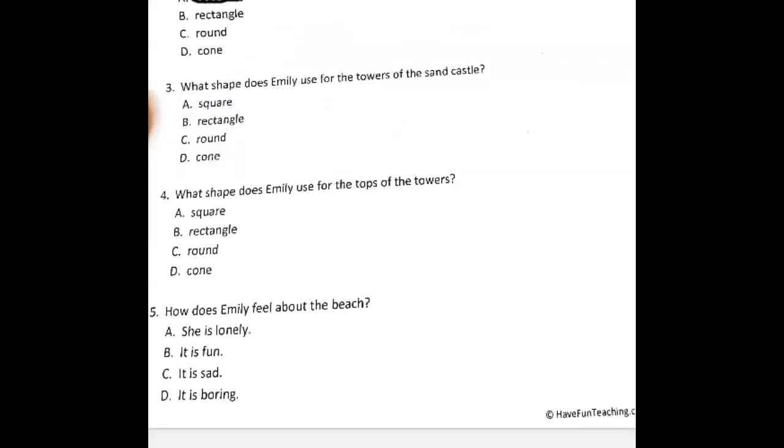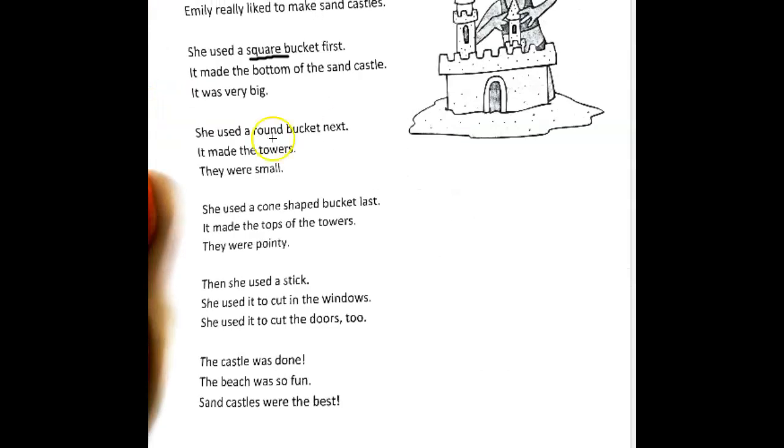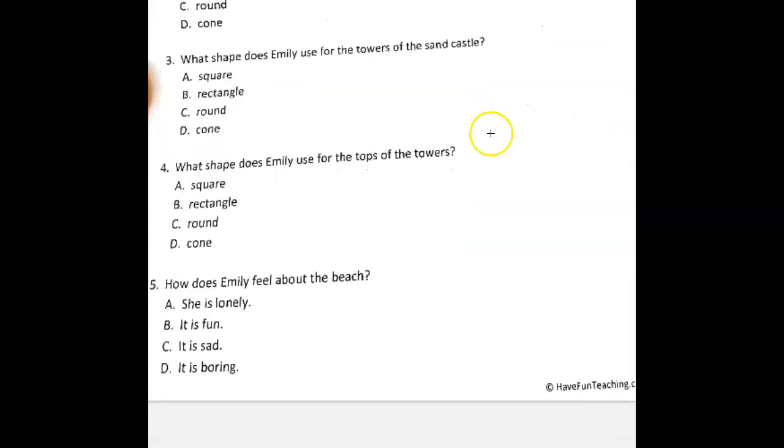Number 3, what shape does Emily use for the towers of the sandcastle? Is it square, rectangle, round, or cone? So like we did for the previous question, we could look it up. So we're looking for the towers. What did she use for the tower? So right here it says it made the tower. So let's see. She used a round bucket for the towers. So what did she use? She used C, round.